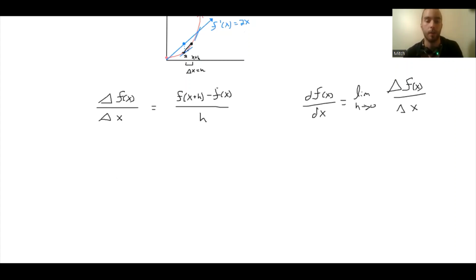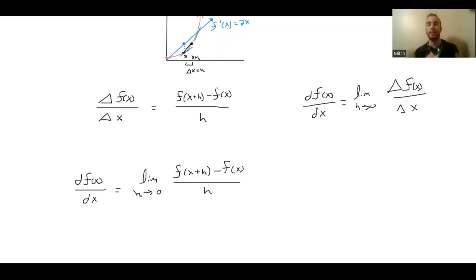So d f of x by dx equals the limit of h approaching 0 of f of x plus h minus f of x divided by h. That's the idea. That's where that comes from, and that's how you can understand that limit definition of the derivative.